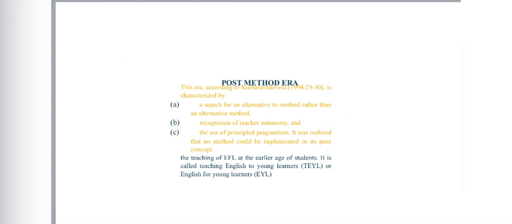And the last is the post-method era. This era, according to Kumaravadivelu, is characterized by a search for an alternative to method rather than an alternative method, then recognition of teacher autonomy, and the last, the use of principled pragmatism. It was realized that no method could be implemented in its pure concept. The teaching of EFL at an earlier age of students is called teaching English to young learners, or TEYL, or English for young learners, EYL.